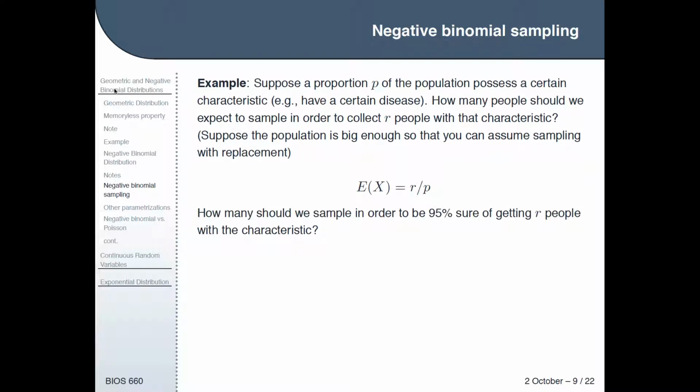And how many people should we sample in order to be 95% certain of getting R people with the characteristic? Well, as I said before, the only good way to do that is to use R. I guess I could have written the summation on the board, but if you were expecting math, you're going to be disappointed today, because that's the closest you can get to an exact calculation for that.